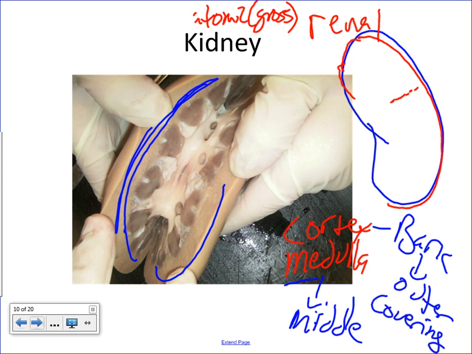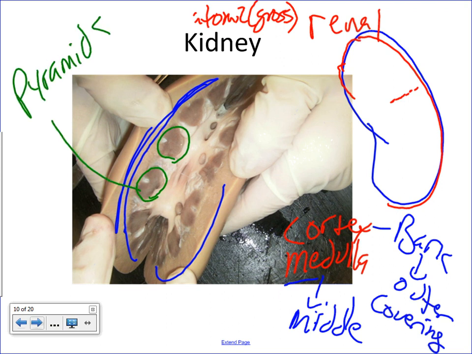The renal medulla, see these darkish areas right here? These are what are called the renal pyramids, and the renal pyramids essentially make up the renal medulla. And then all of this white that you see here, these are all drainage channels called calyces, which we'll take a look at more individually in a second.